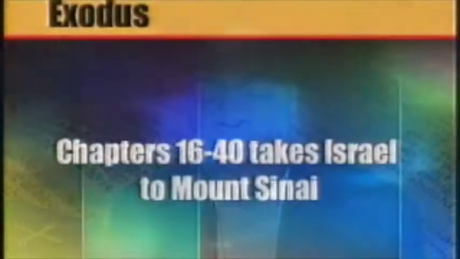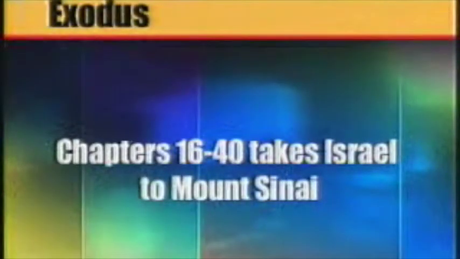Chapters 16 through 40 take Israel to Mount Sinai. After the Exodus, the Israelites travel through a desert, complaining for lack of food. God gives them manna to eat, although when some try to hoard the manna, it spoils. The people complain about thirst, and God provides water from a rock.